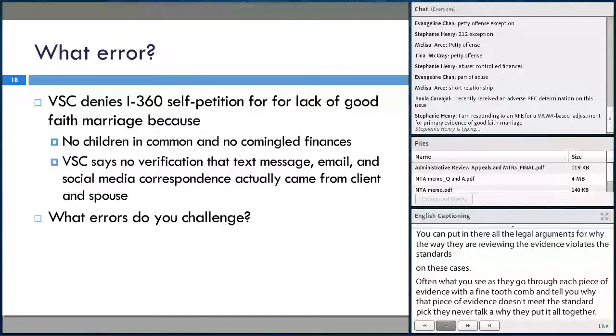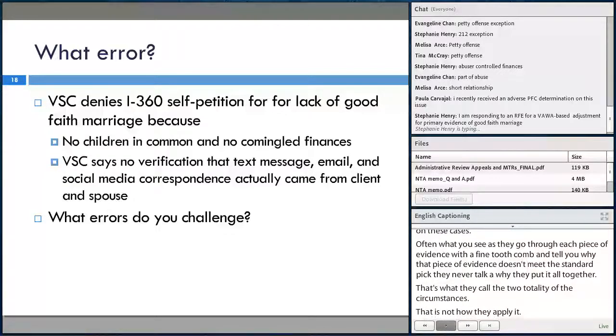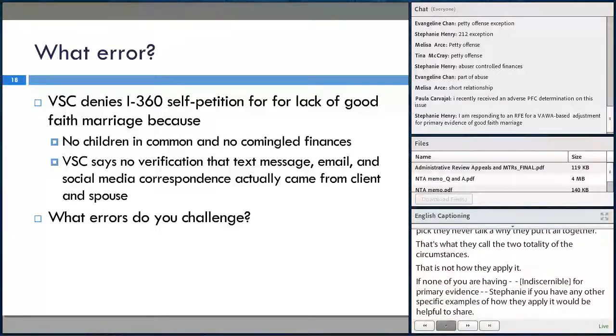So if none of you are having, oh, here's Stephanie. I responded to an RFE for a VAWA-based adjustment for primary evidence of good faith marriage. Okay, so Stephanie, if you have any other specific examples of how they were applying it, that would be helpful to share. Usually what I see them say is having children in common actually doesn't show good faith marriage, frankly, so it'd be kind of strange to see where they expected that.